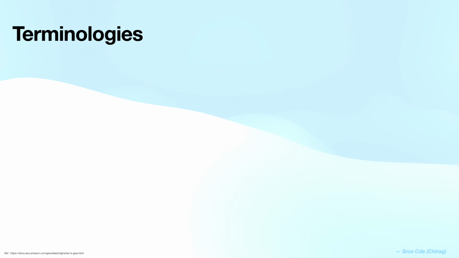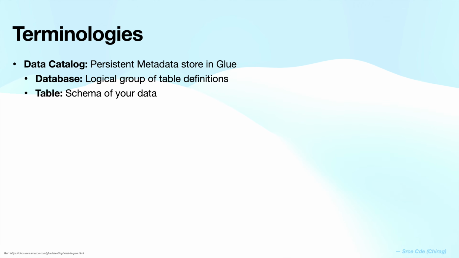Now let's understand the terminologies that we have used as a part of the workflow. Data catalog. Data catalog is the persistent metadata store in AWS Glue. It contains table definition, job definition, and other control information to manage the AWS Glue environment.